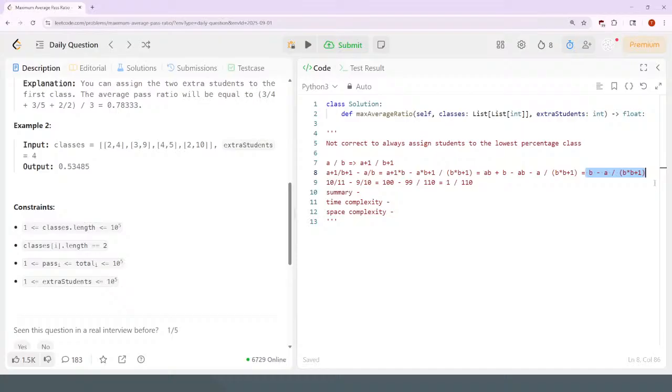So it's on the b minus a. I'm somewhat confused as to why it seems like shouldn't this be a fixed amount when you assign to a class a passing student? The increase, how is the increase dependent on the number of students that are already passing in the class?